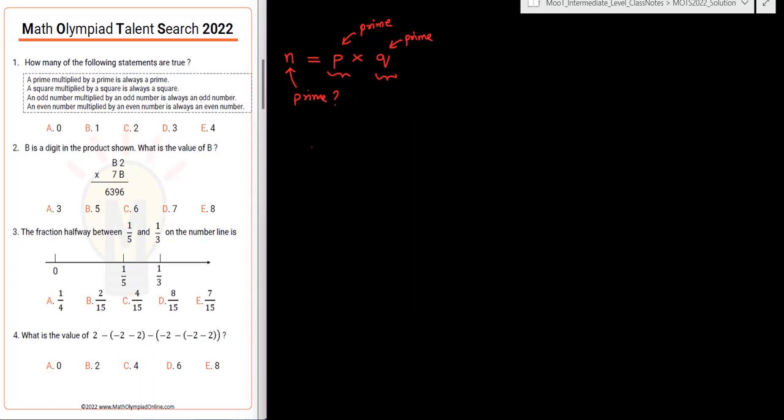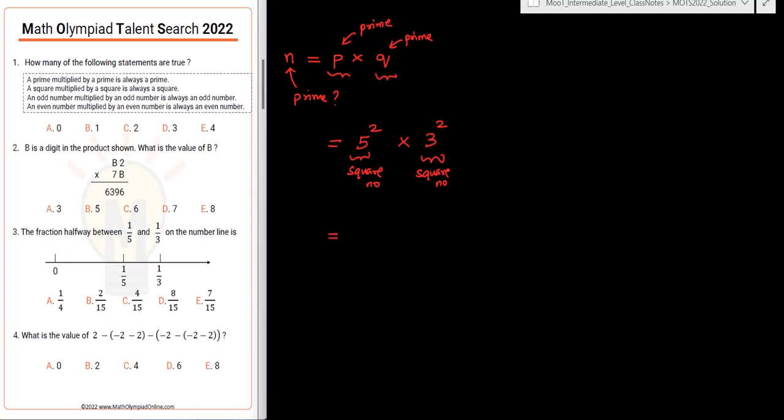A square multiplied by a square is always a square. Okay, let's take a square number. We can take some example. Let's say 5 square. This is a square number, isn't it? 25 is a square number. Multiplied by another square number. Let's take 3, for example. 3 square. So this is a square number. So we have taken 2 square numbers and multiplied them together. Now the question is, can this answer always be a square? How do we find this out?